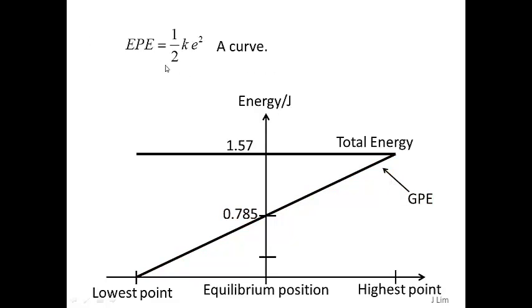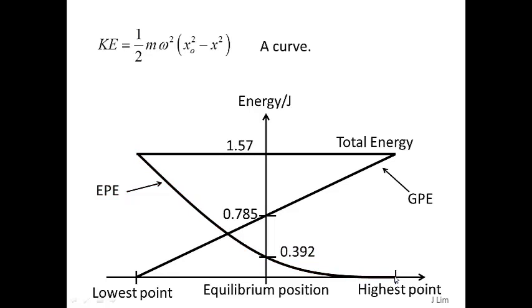The elastic potential energy is half k e square, that is a curve. So it's given by this value, it passes through 0.392 at the equilibrium position. It's 1.57 at the maximum and 0 at the minimum. At the highest point it is 0. The kinetic energy is half m omega square times x naught square minus x square. So there is a curve. Okay, it's an x square graph.